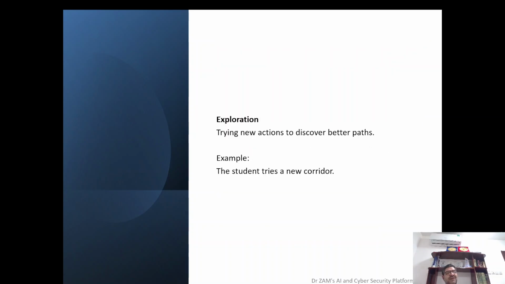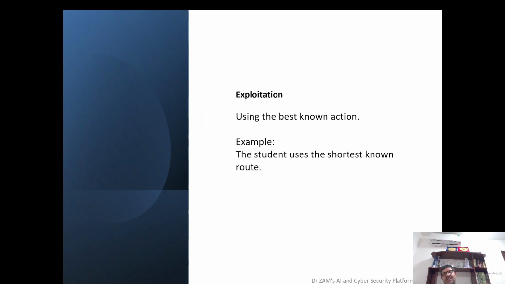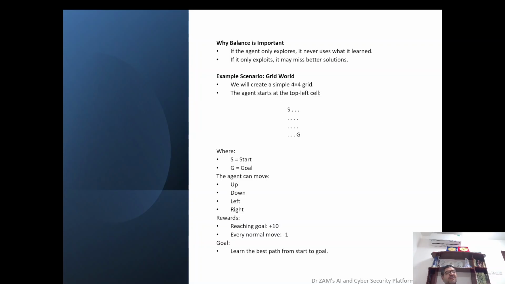So exploration is trying new actions to discover better paths. For example, a student tries a new corridor. So this is exploration. And then there is exploitation. If you already know a path, you will not be exploring something new. You will be going through the path which you already know. The student uses the shortest known route, which is known to him or her. So it is using the best known action.